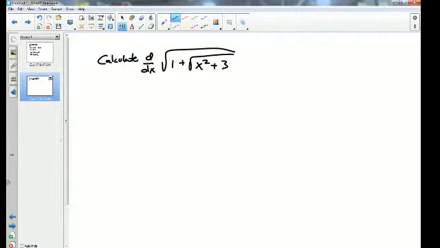Okay, this is a multi-stepper, what I would call a multi-step chain rule problem, right? What do we do first? It's always outside, inside, outside, inside, right? We just keep going. I would rewrite it first.